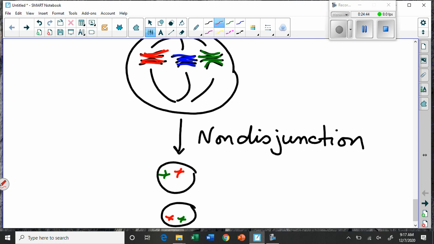In non-disjunction, the blue chromosome right here isn't going to properly pull apart. So both of them are going to go one way. They both end up at the top, which means when this fertilizes with a sperm or egg cell, it's going to have an additional extra chromosome.